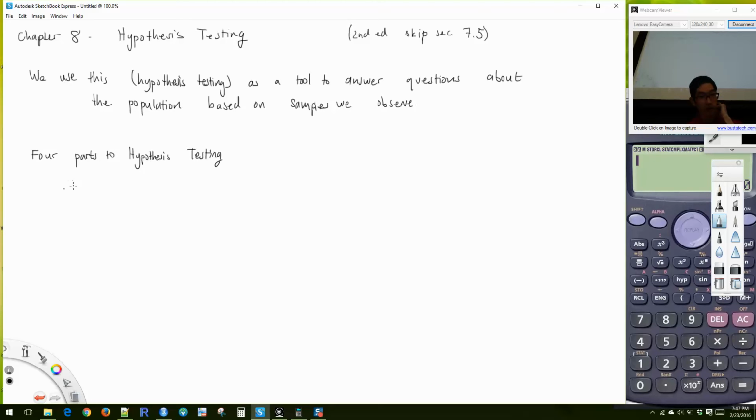We start by creating hypotheses, and they always come in pairs: a null hypothesis and an alternative hypothesis. I'll go into depth into each of these steps. Just write this down: a null hypothesis and an alternative hypothesis.